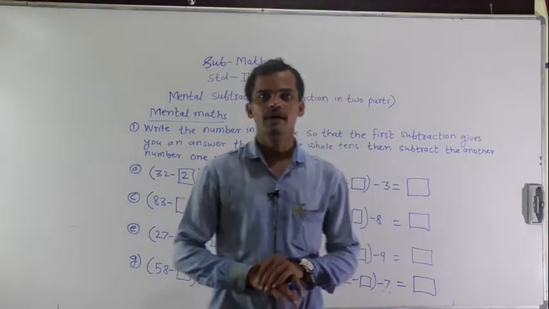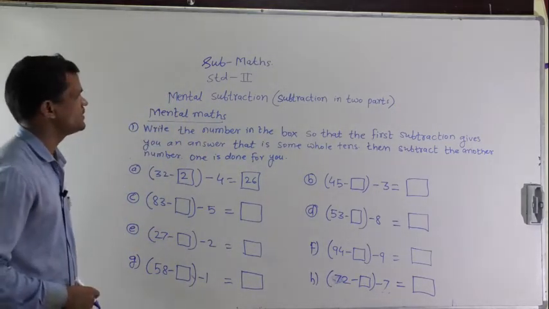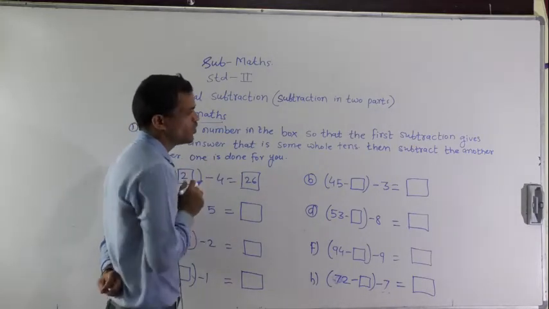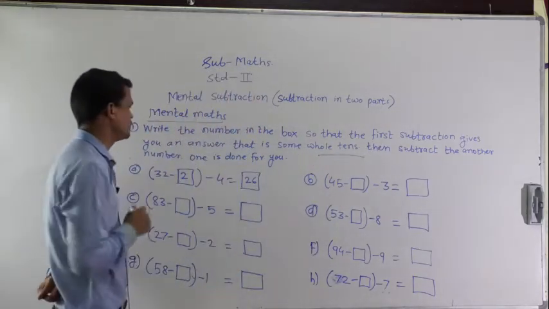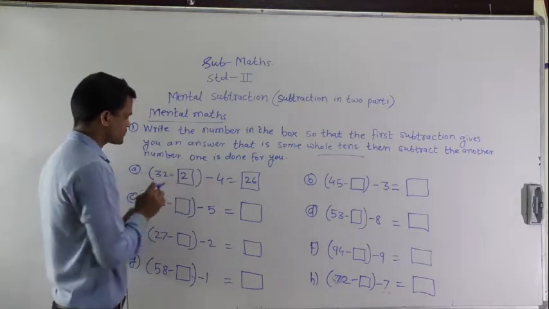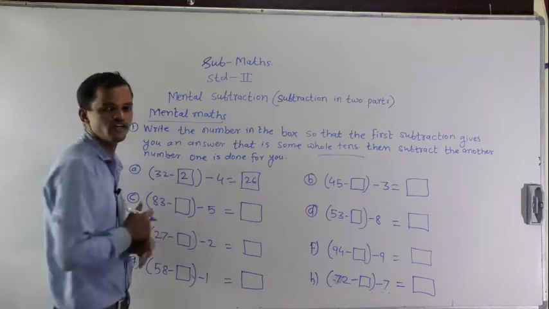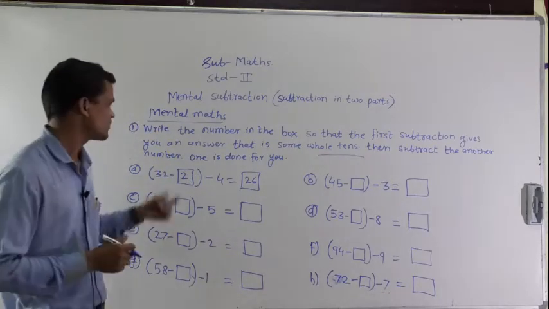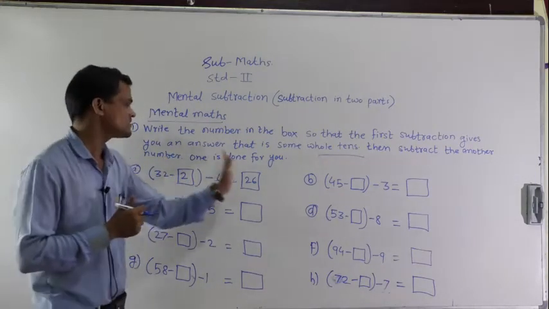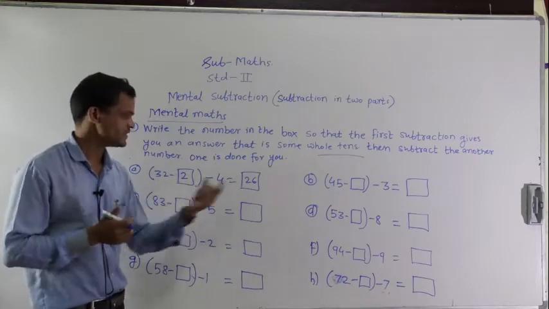Now we will solve mental math textbook page number 58, okay? See the instruction: write the number in the box so that the first subtraction gives you an answer that is some whole tens, then subtract the other number. One is done for you. Okay, see here, 32 minus 2. If we subtract 2 from 32, we will get 30, and 30 is whole tens, and then subtract 4 from 30. So 30 minus 4, that is 26.